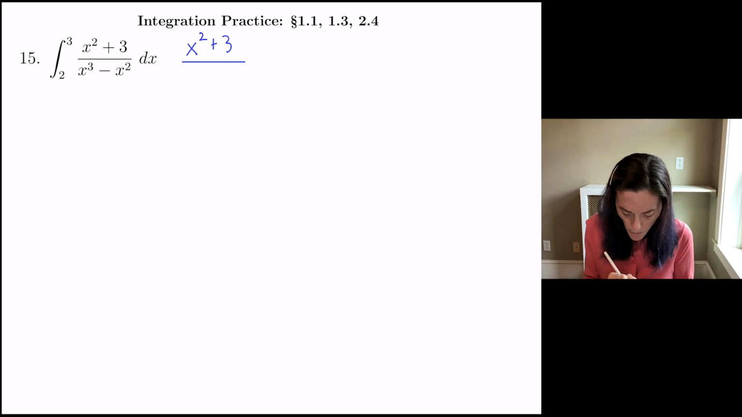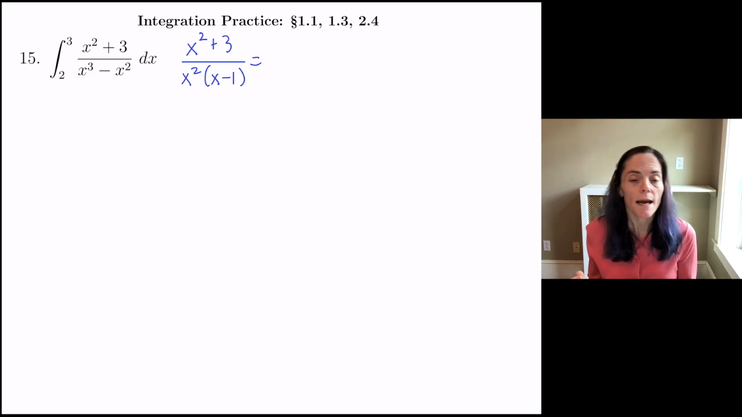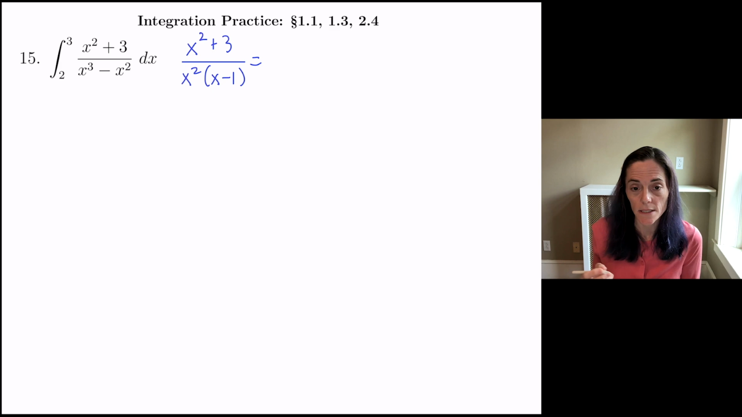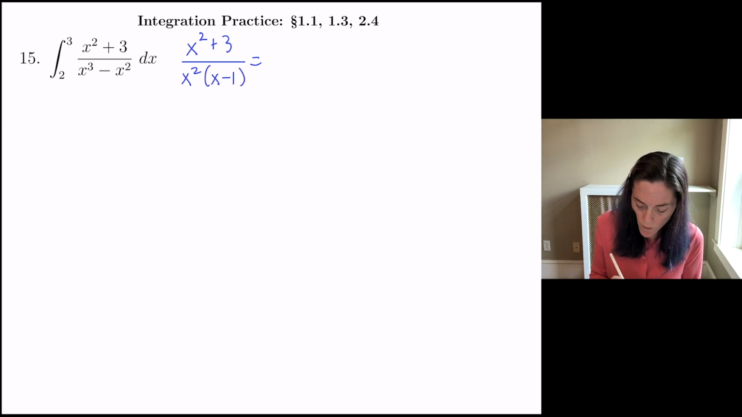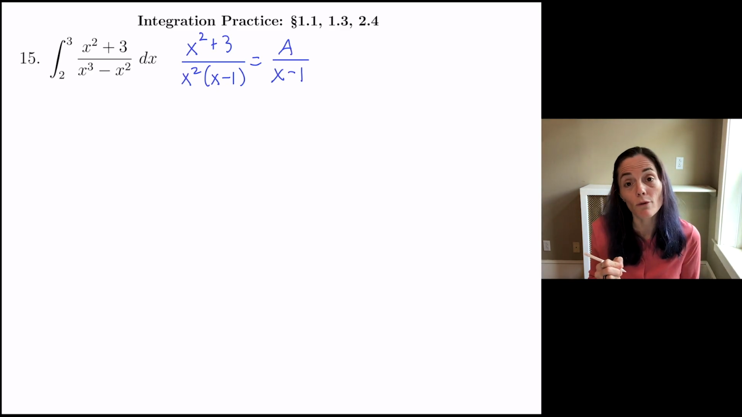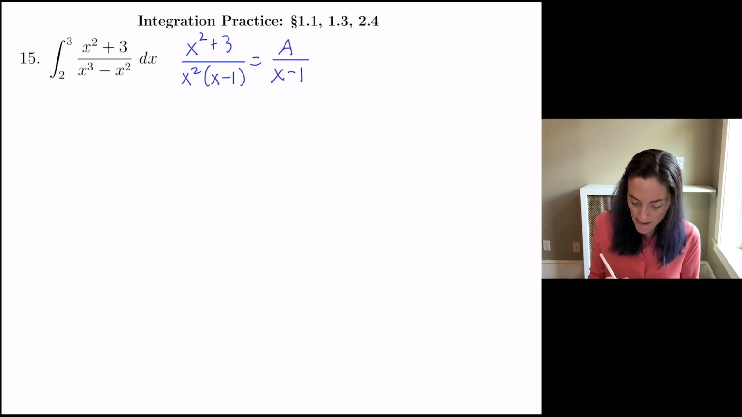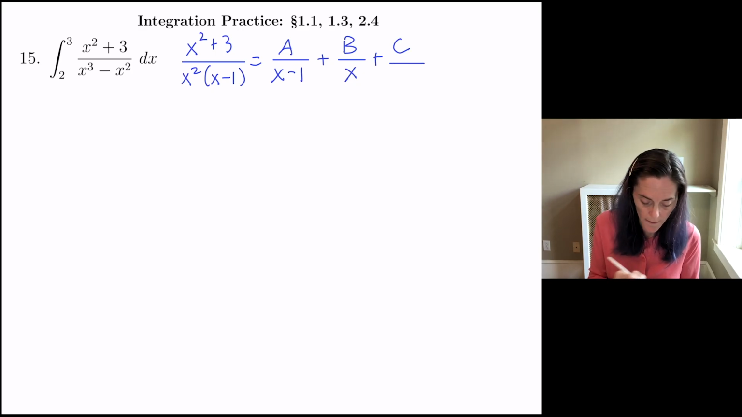This is not too bad. We have x squared, x minus 1. Okay, now we have to remember the general form of the partial fractions decomposition. We have one distinct linear, so we will have A over x minus 1. But then this x squared is a repeated linear term. So we will have plus B over x plus C over x squared.